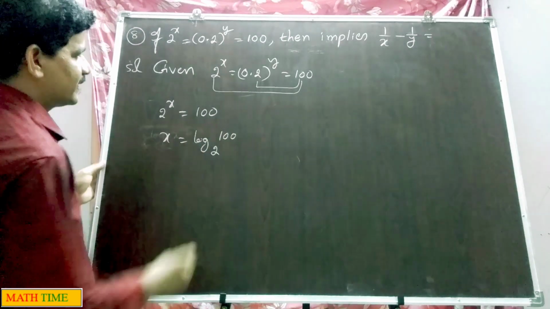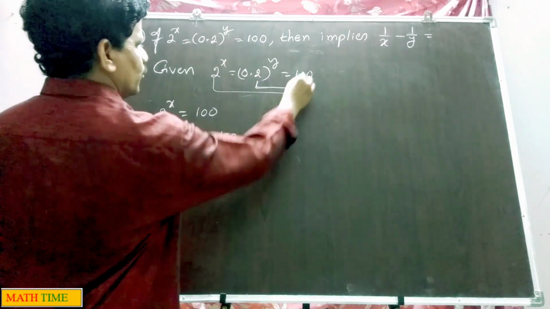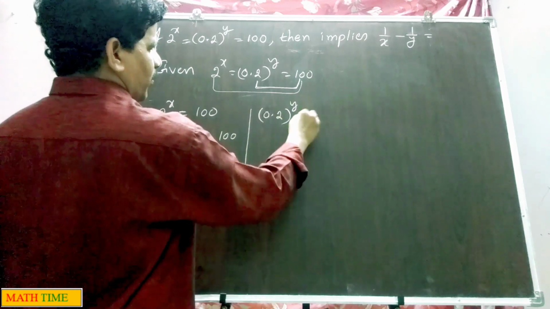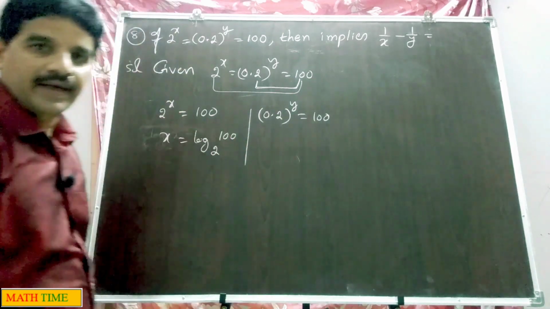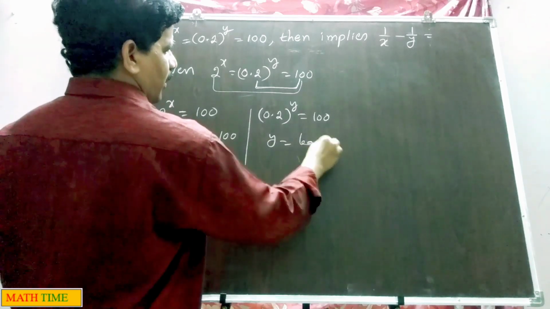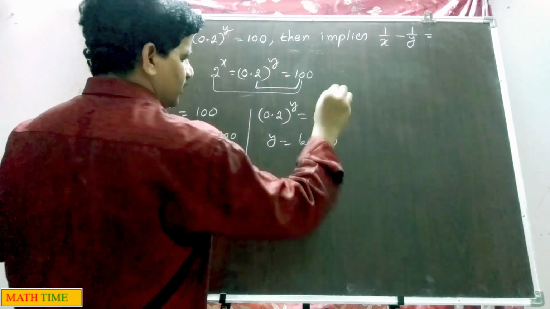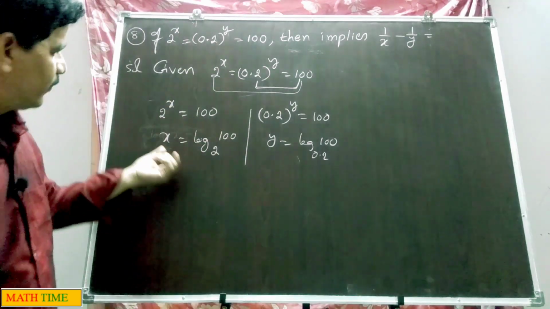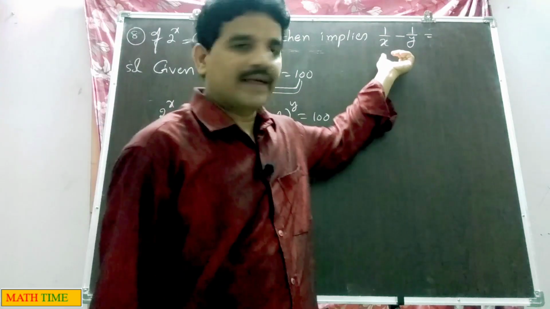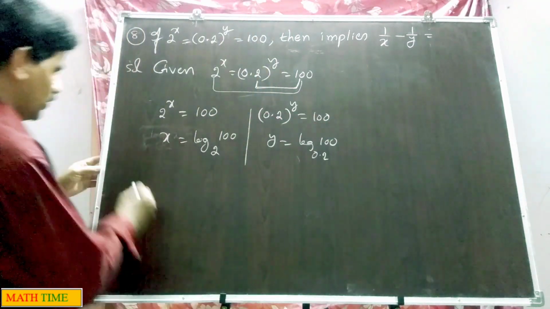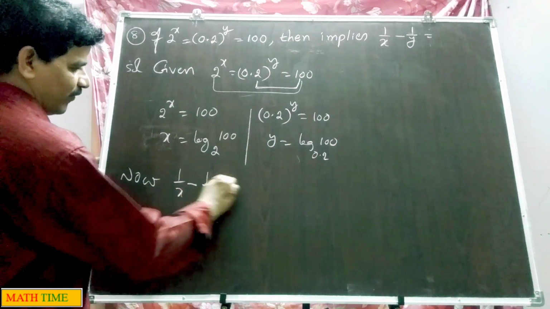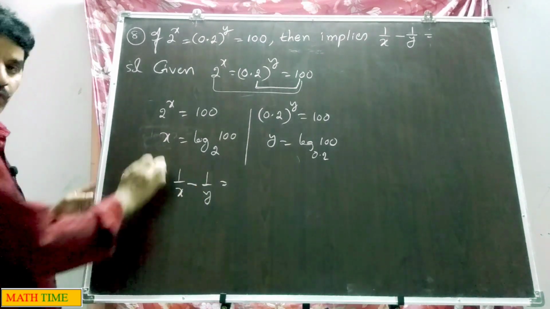So this is x. Similarly, if I equate these two, 0.2 whole power y equal to 100, then y equal to log 100 to the base 0.2. We have x value and y value. We want 1 by x minus 1 by y. Now 1 by x minus 1 by y equal to 1 by x.